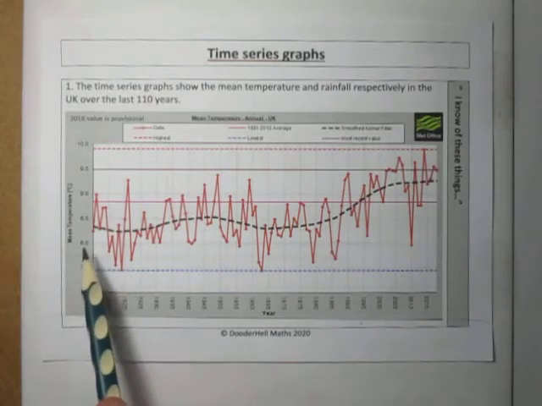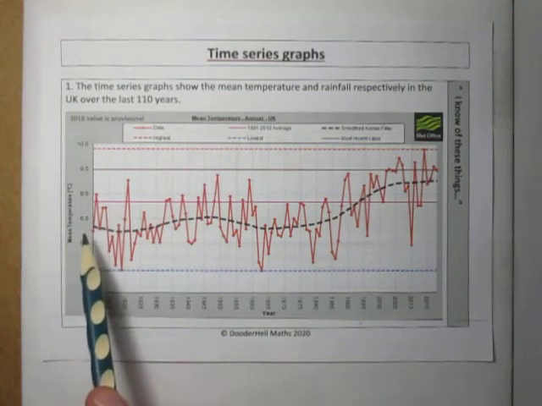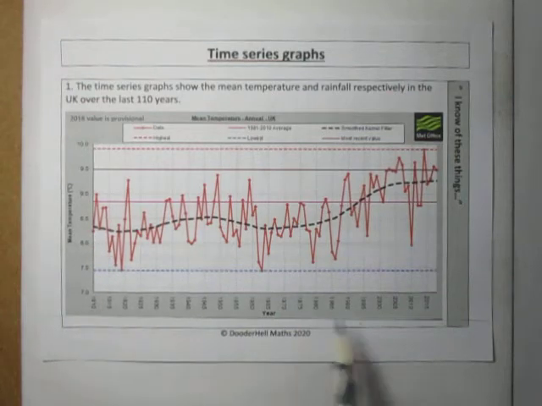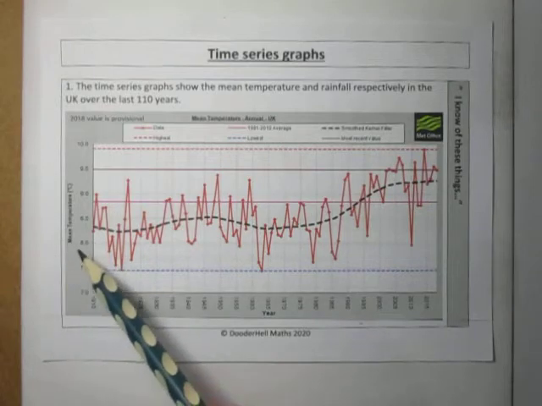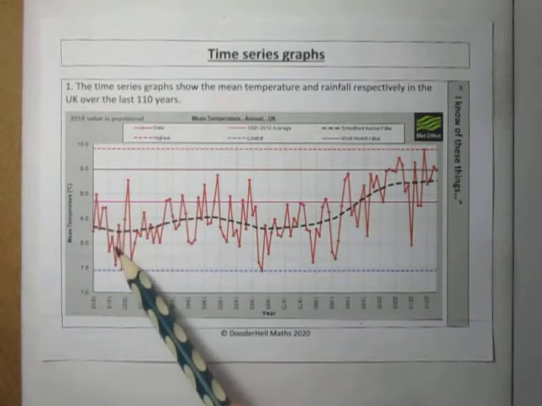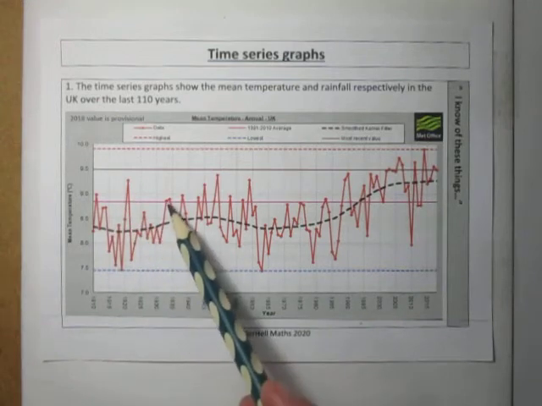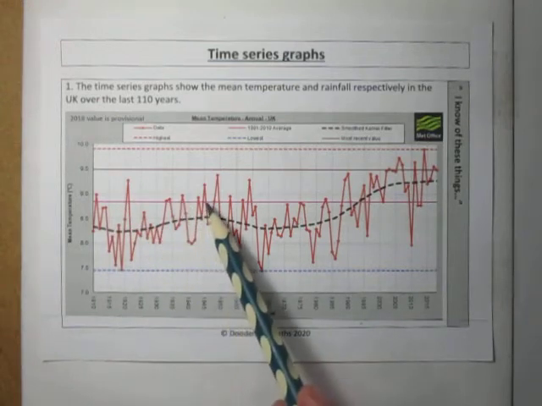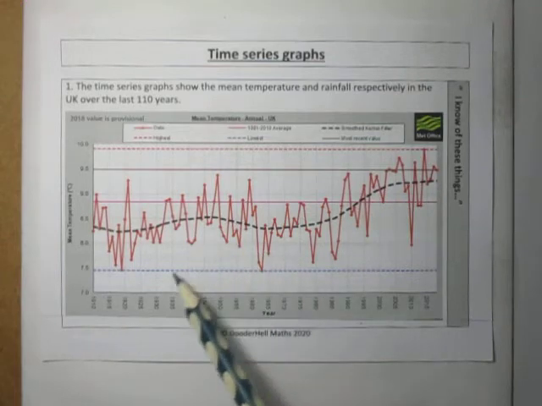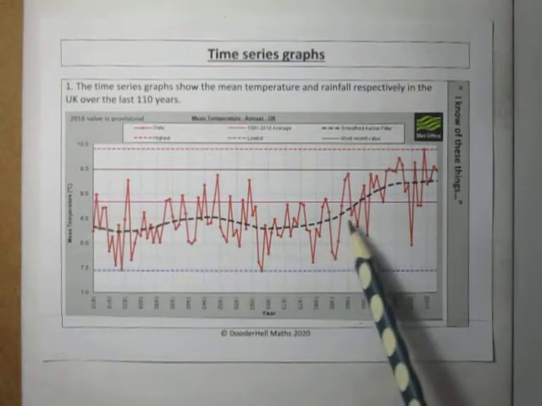Now every year the mean temperature in the UK has been plotted, and that's been done every year from 1910 up until 2015. The effect of doing this and joining the points together produces this jagged red line of ups and downs, as the mean temperature changes every year over a 100-year period.